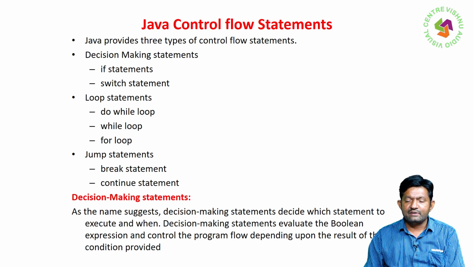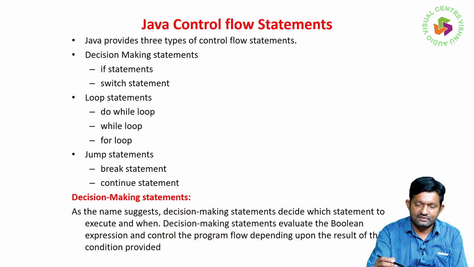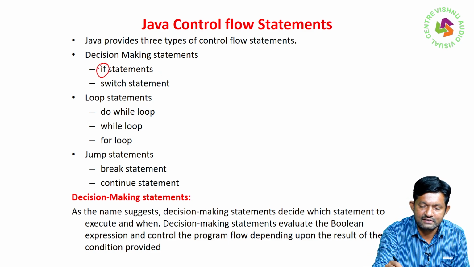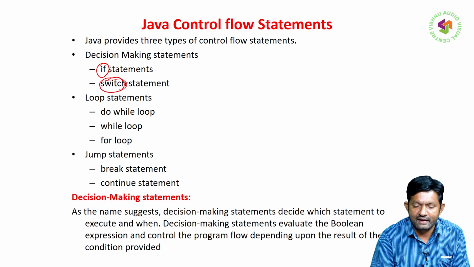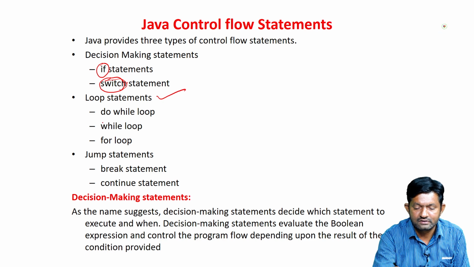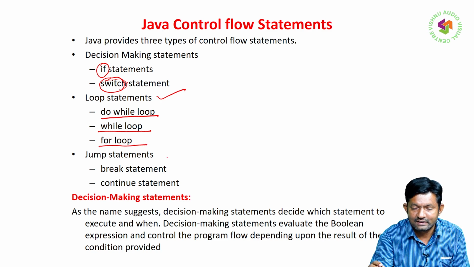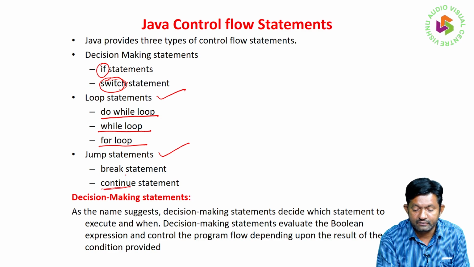Java provides three types of control flow statements. Decision making statements are if statements and switch case statements. Next, loop statements: while loop, do while loop and for loop. Next, jump statements: break statement and continue statement.